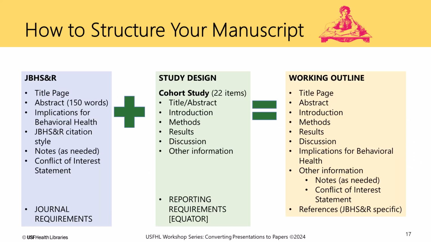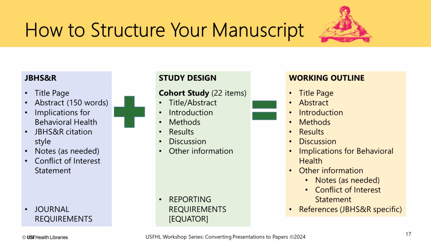So looking at structuring your manuscript, and this is an example, using the Journal of Behavioral Health Services and Research. This is the journal requirements. Title page, abstract, and implications for behavioral health section. They use a very specific citation style, which is a modified American Public Health Association citation style. Notes and a conflict of interest statement.